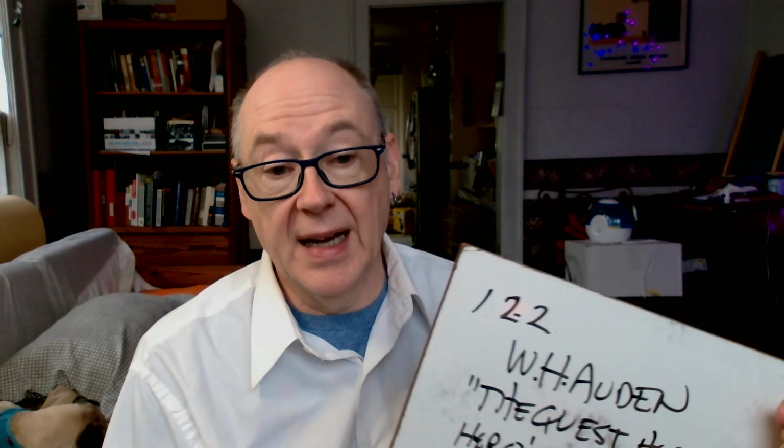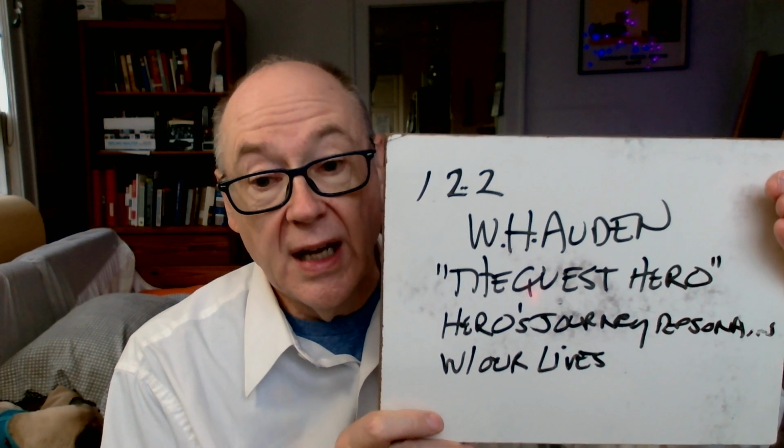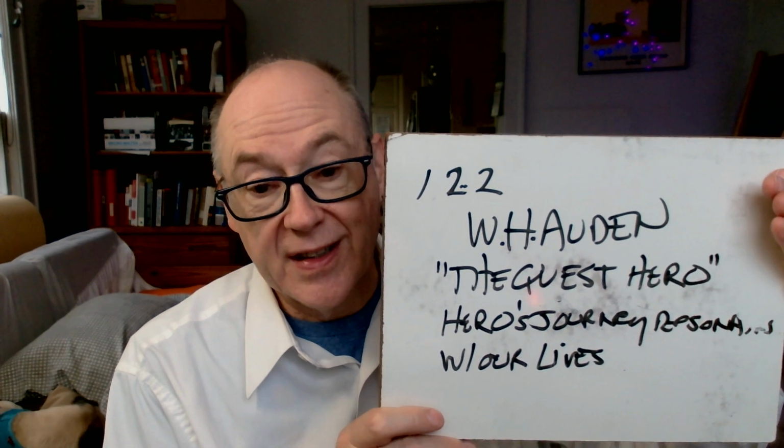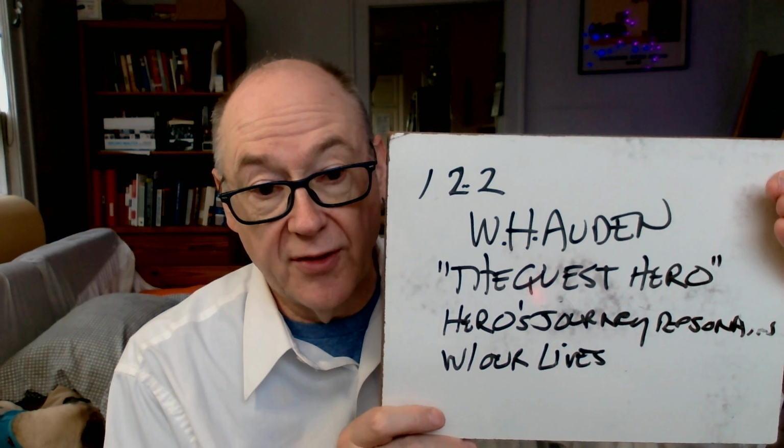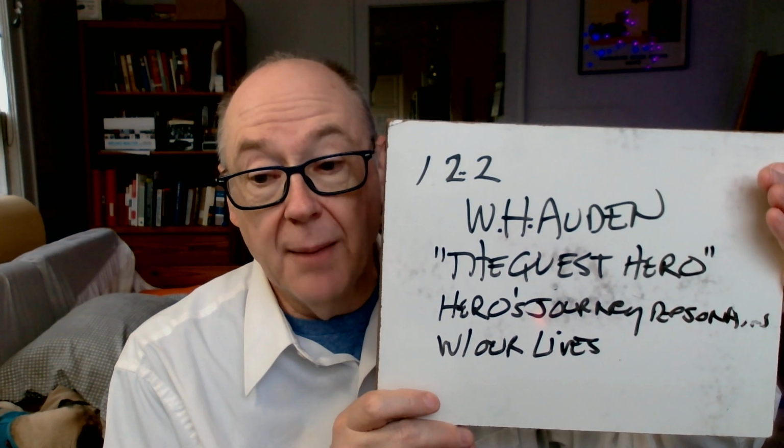And the selections from the Odyssey come from Book 10, where he's dealing with Circe, and from Book 11, where Odysseus goes to the underworld to get some information for his journey home from Tiresias, the great prophet in Greek literature. The scholarship in chapter 12 is an article by W.H. Auden, who is a famous British poet of the 20th century, called The Quest Hero.